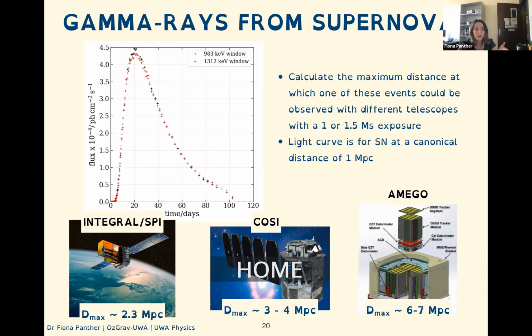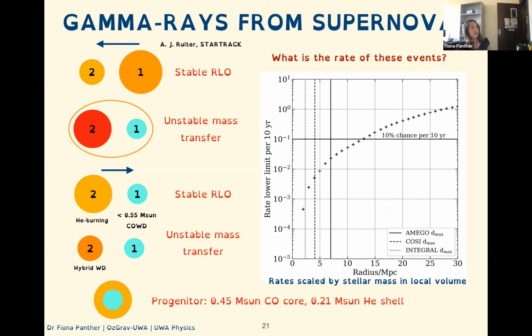Okay, so we've got some distances, but what's the actual chance that we're going to see one of these? Well, we need to calculate the rate from something. So we calculate the rate from theoretical models of how these things form. This modeling was done by Ashley Reiter using StarTrack. And I'm showing here the most dominant formation channel for these things.